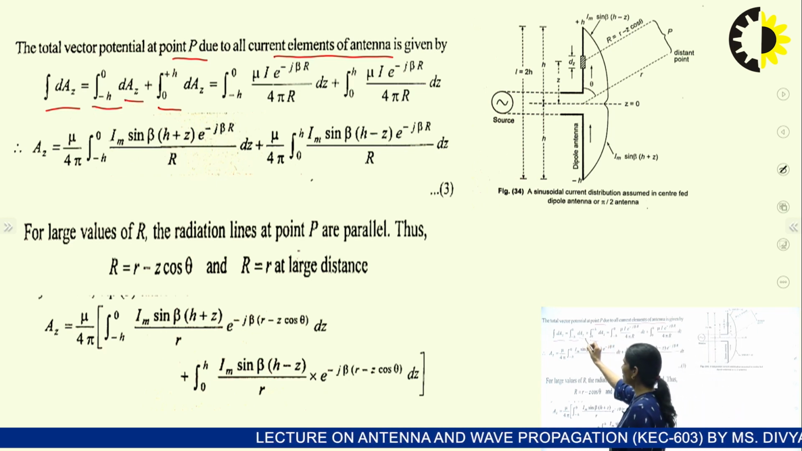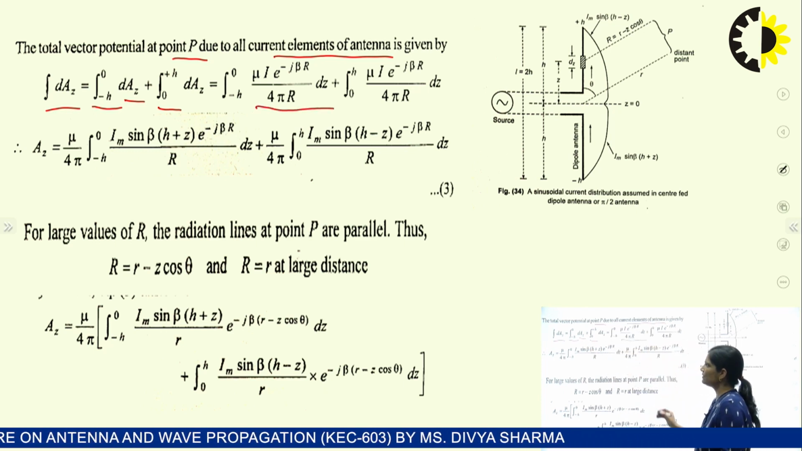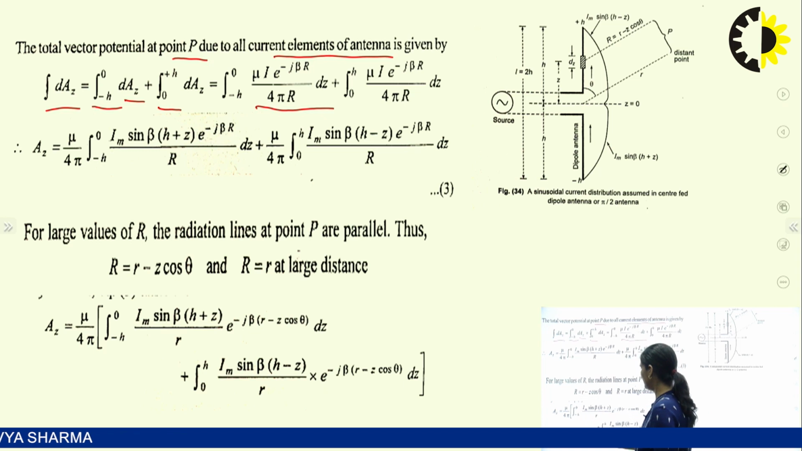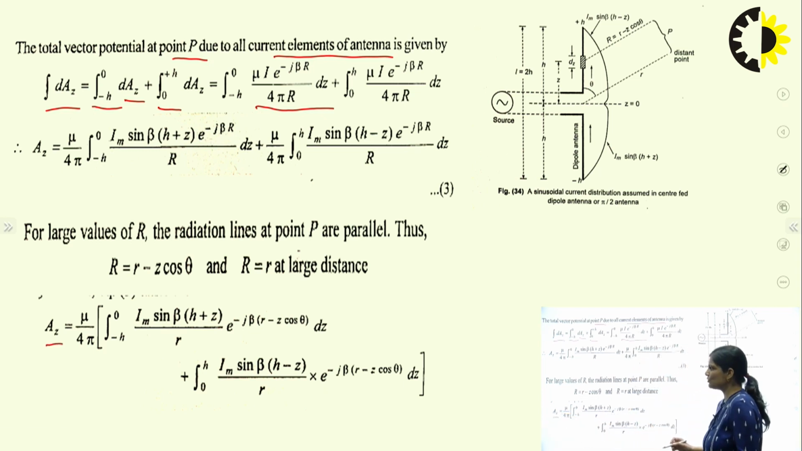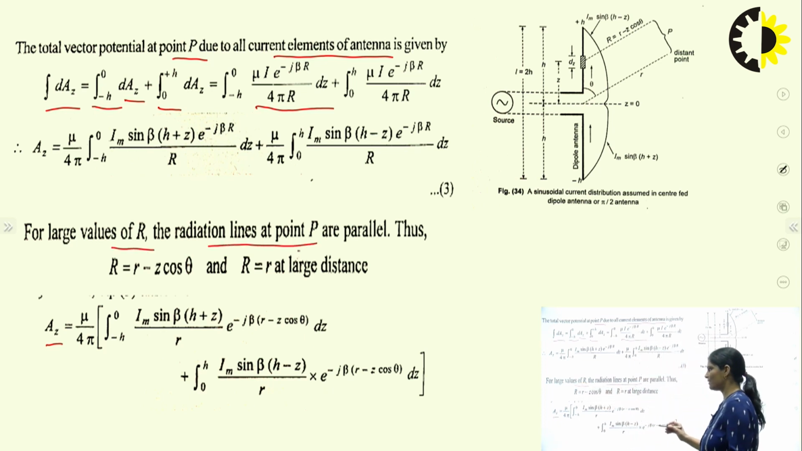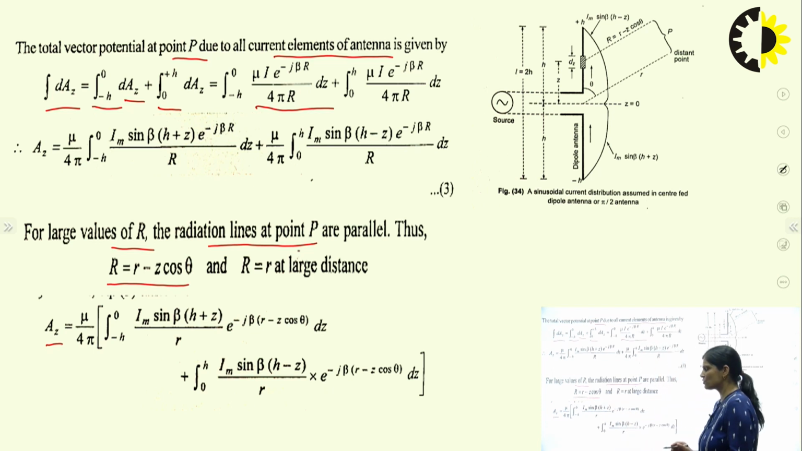Now, here put the value of dAz. So the dAz value you can put here, and you can put these limits, and you will get the result in this form. This is your result Az. While you are solving these equations, you should know that for large values of R, the radiation lines at point P are parallel, and capital R is equal to small r minus z cos theta, and capital R is equal to r at large distance.